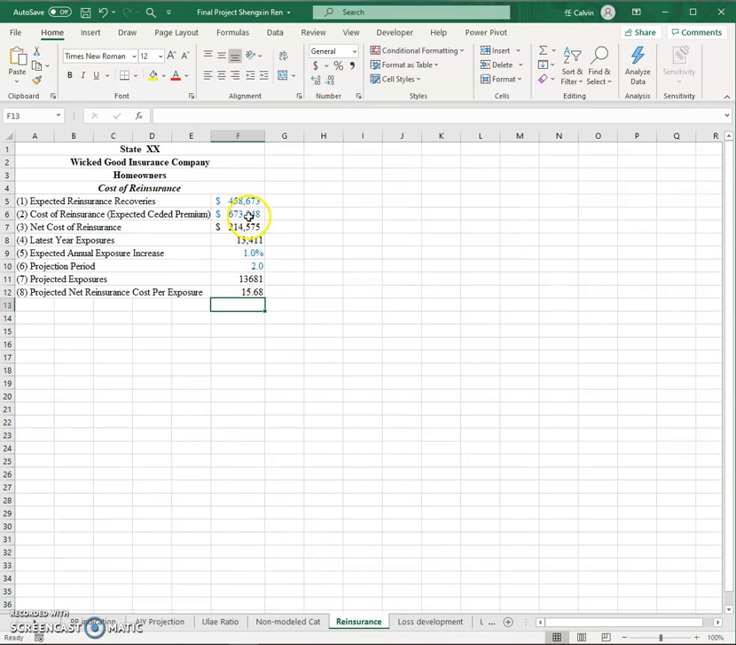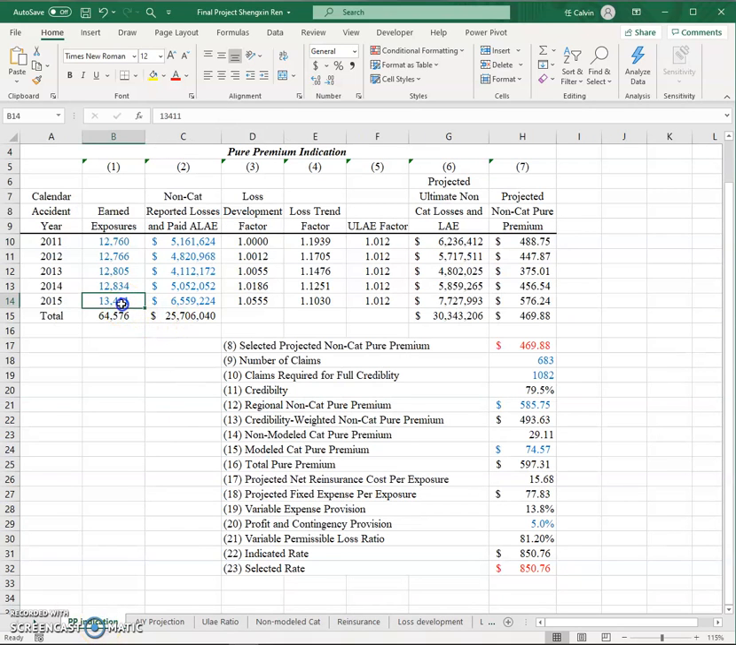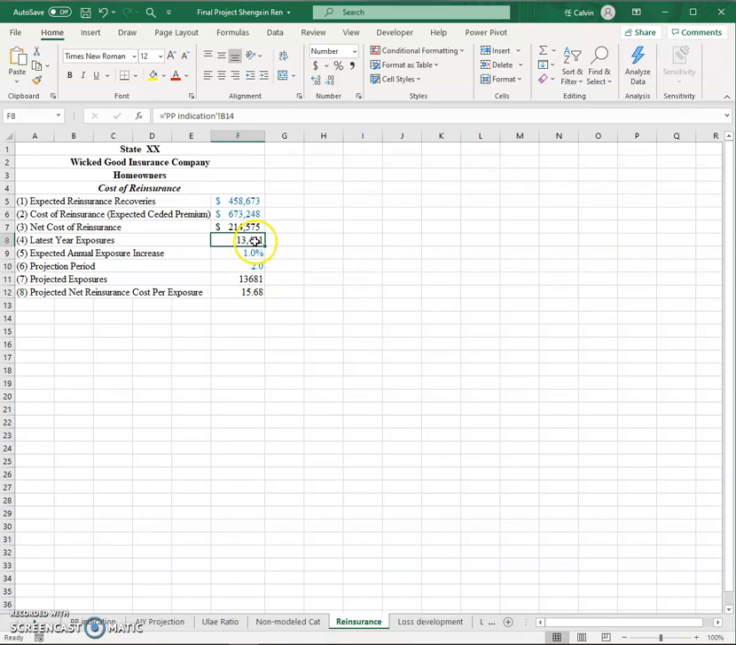As for the next worksheet, the cost of reinsurance, the expected recoveries and the cost of reinsurance are given. So for the net cost of reinsurance, we use the cost of reinsurance minus the expected reinsurance recoveries. I'll get this number. And the last year exposure is from the PP indication right here. 2015 is 13,411. And we just copy and paste here.